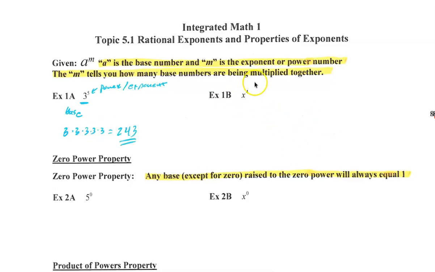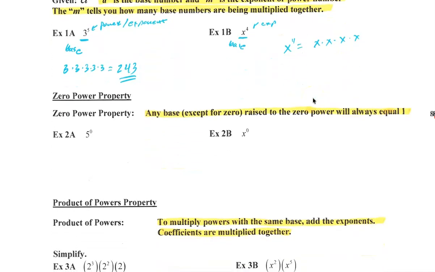Same thing works here. If I was doing this one, right? My base is x, that's the base, and this is my exponent, or power. So x to the 4th means multiply x by itself 4 times. Okay, now that we know the basics, let's move on to a few of the properties.